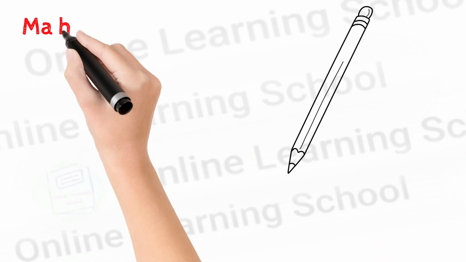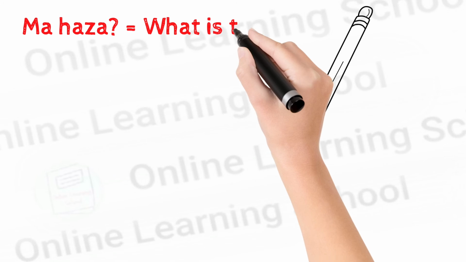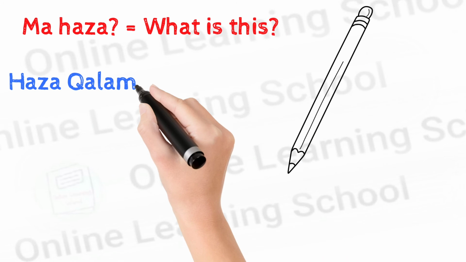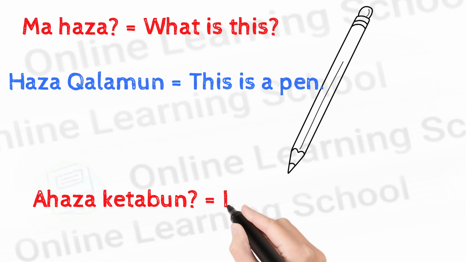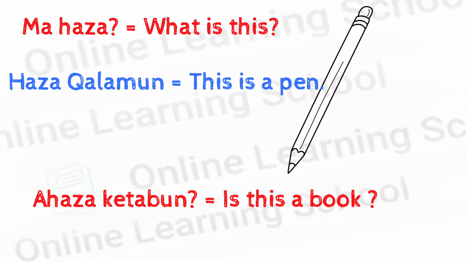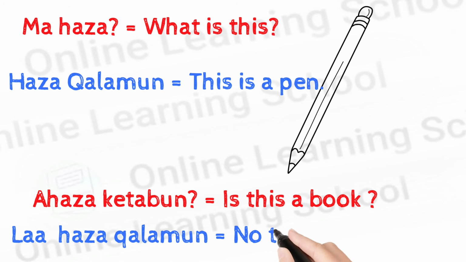Ma haza, what is this? Haza qalamun, this is a pen. Ahaza kitabun, is this a book? La, no, haza qalamun, this is a pen. This is not a book, this is a pen. La, haza qalamun. Okay, next.